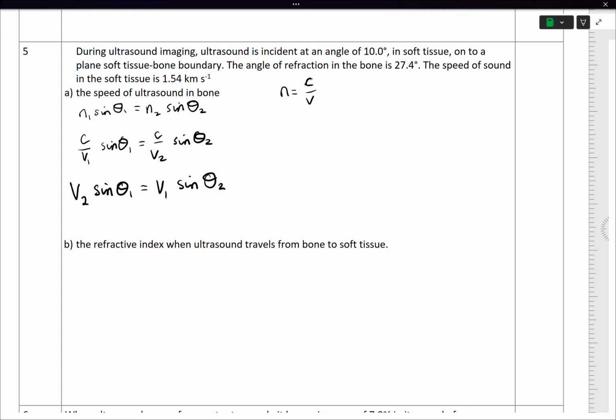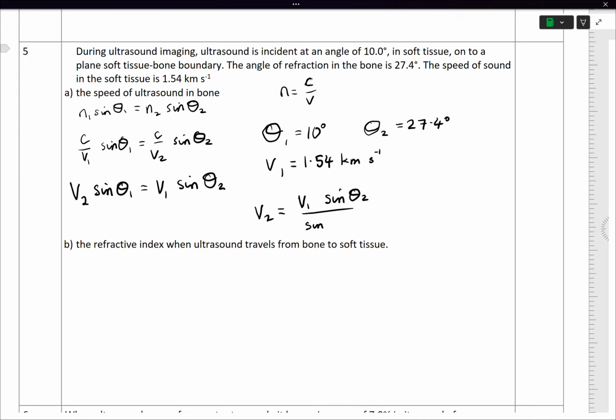So in this particular question, we've got the value of theta 1 is 10 degrees. We've got the value of theta 2 is 27.4 degrees. And we've got the speed of sound in the soft tissue, that's where it starts. So v1 is 1.54 kilometers per second. Now, because we're going to work out a new speed from this, leaving it as kilometers per second is fine. So we want to work out v2. We can see v2 should just be equal to v1 sine theta 2 over sine theta 1.